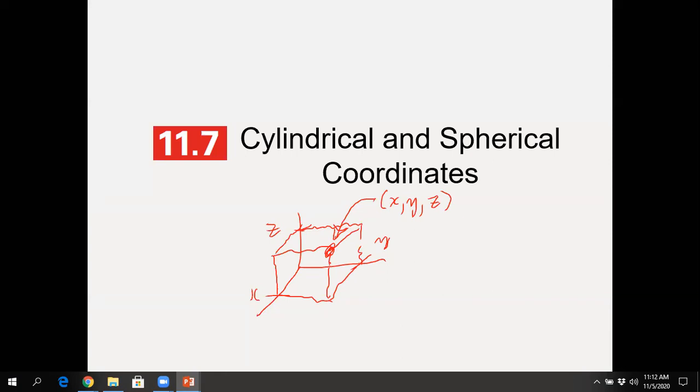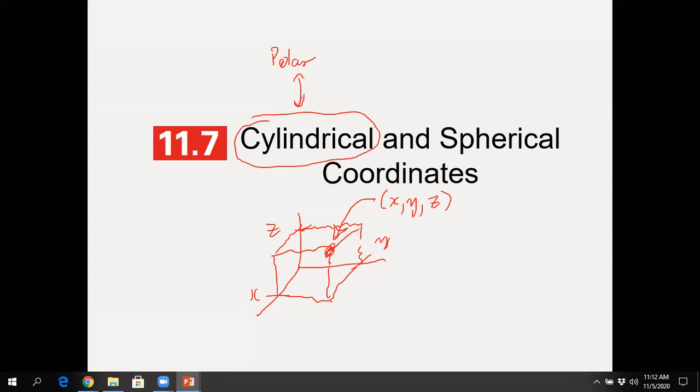Cylindrical coordinates, as we will discover, is basically just polar coordinates in three-dimensional space. What you do is convert X and Y to polar coordinates, and then Z just stays what it is. That's really the entirety of the cylindrical coordinate system. You essentially convert X and Y to polar, and Z stays what it was.